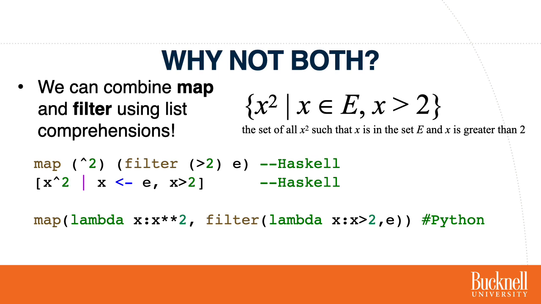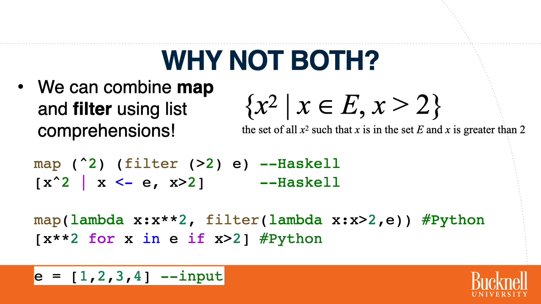Similarly, we could do this quite long-windedly using a combination of map and filter and a pair of anonymous functions in Python, or we could do this more succinctly using a list comprehension. Any of these operations will take the list 1, 2, 3, 4 and return 9 and 16. That is, they will remove 1 and 2 because they are not greater than 2, and then take 3 and 4 and square them to get 9 and 16.